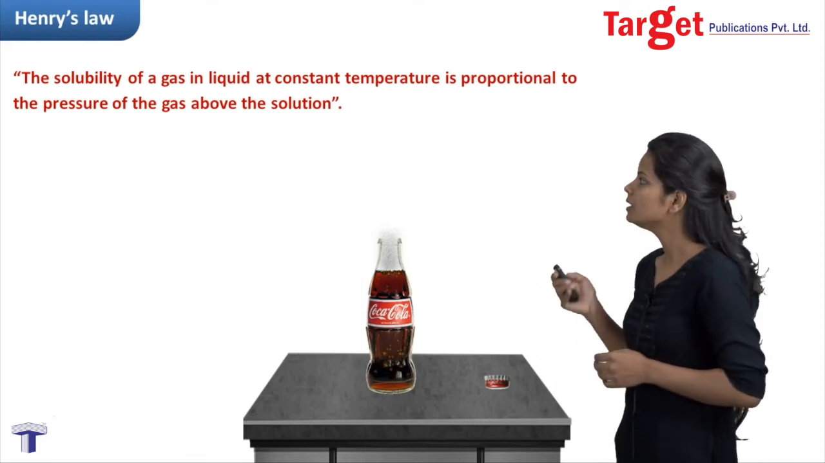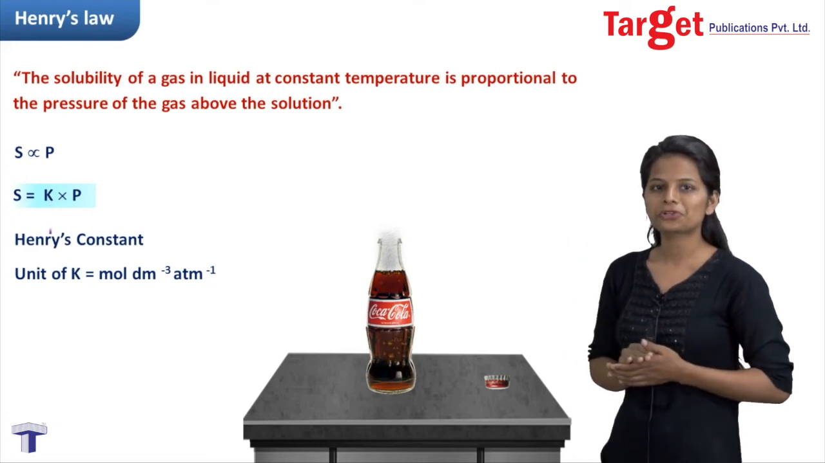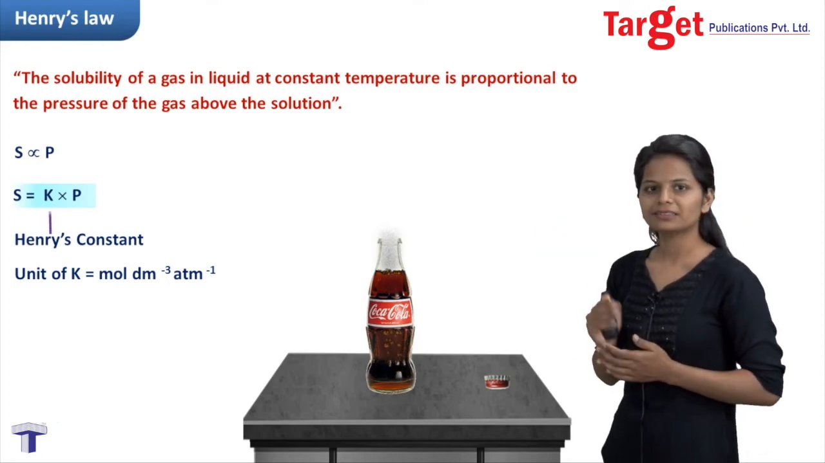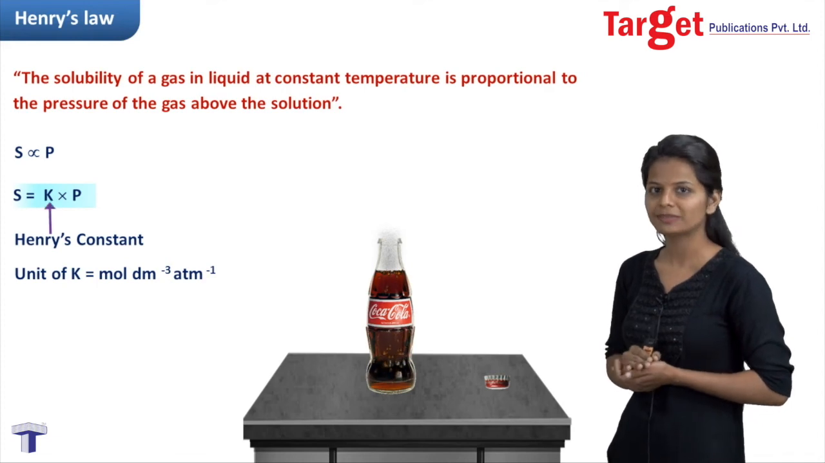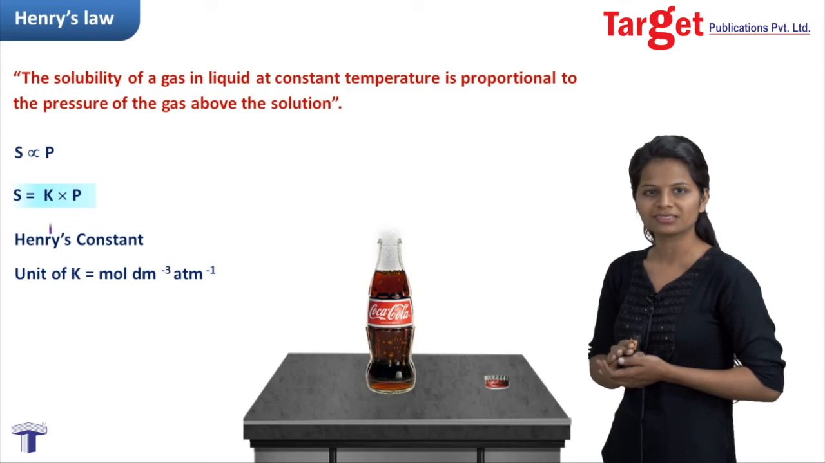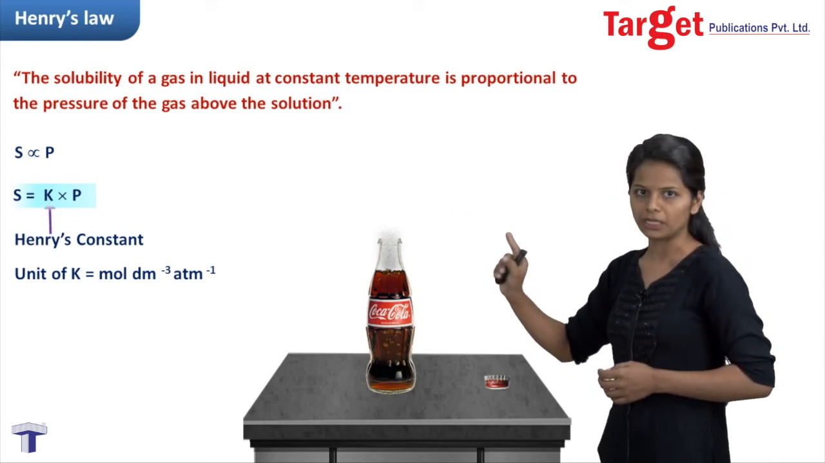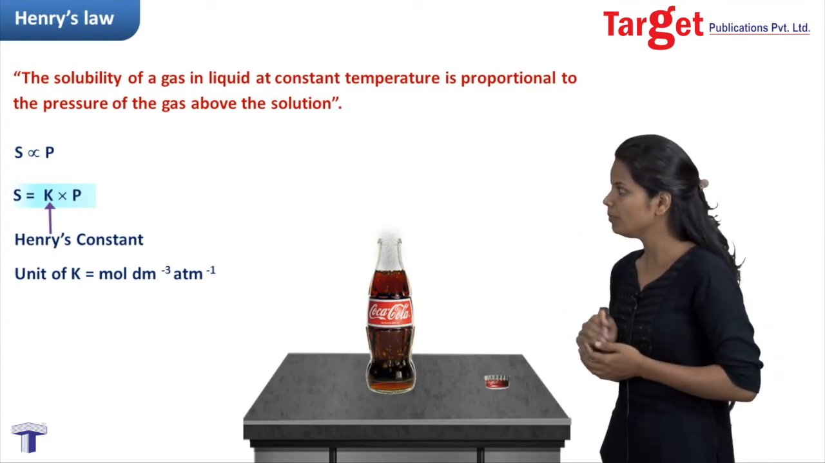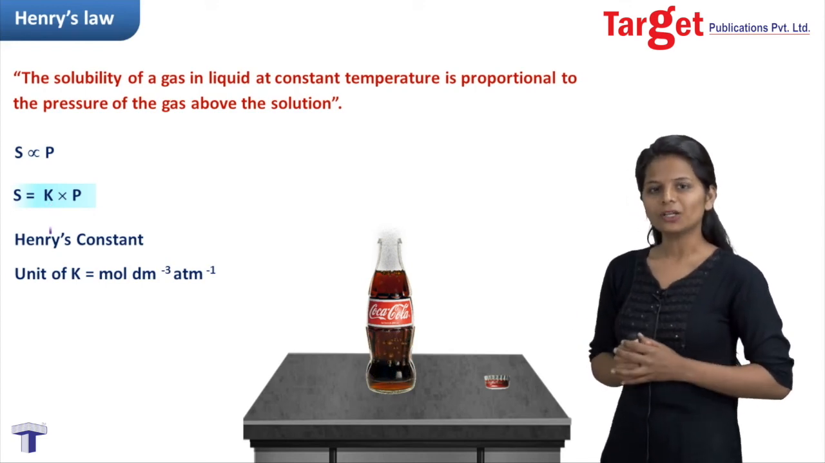That simply means that the solubility of any gas in a liquid is directly proportional to the pressure exerted on that gas, and hence I can write S, which is solubility, is directly proportional to P, which is the pressure exerted on the gas. If I want to remove the proportionality sign, I can put a constant, which is K in this case. So we have the equation S equal to K into P, where K is the Henry's constant. The unit for K will be mole per dm cube per atmosphere. That's all for this session.